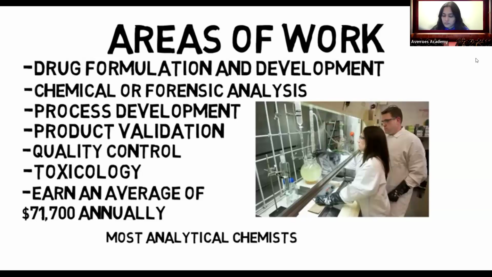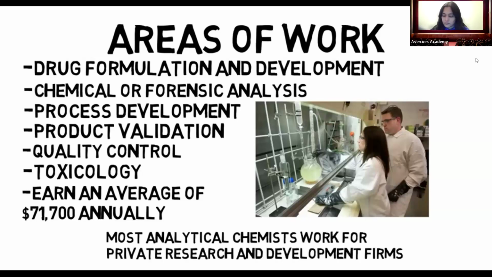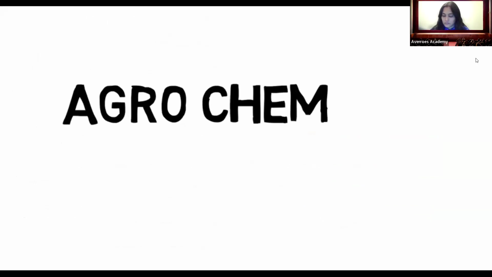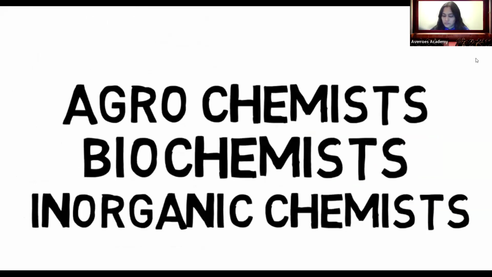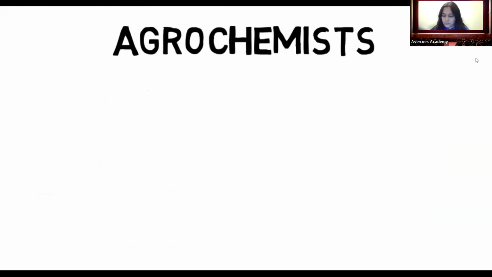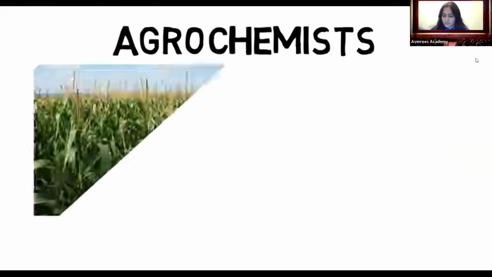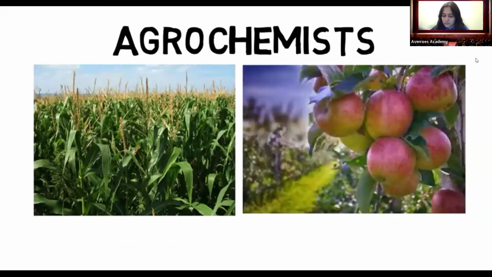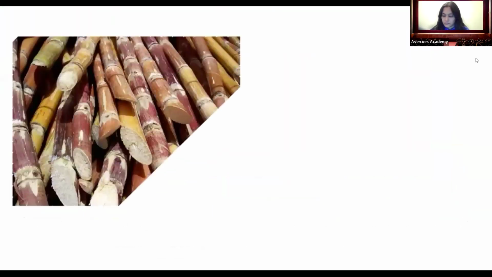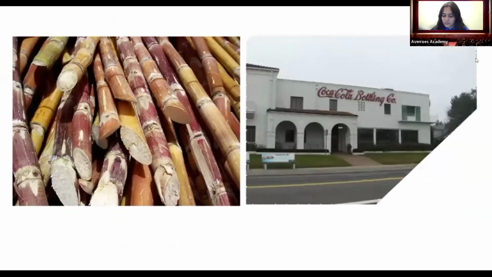Most analytical chemists work for private research and development firms, but as mentioned previously, many of them can be found at pharmaceutical companies. Other jobs that were not specifically mentioned are agrochemists, biochemists, inorganic chemists, and many more. For example, as an agrochemist, you would combine chemistry and biochemistry knowledge to improve agricultural practices like improved crop production, or making the process of taking raw goods and turning them into consumable foods and beverages.